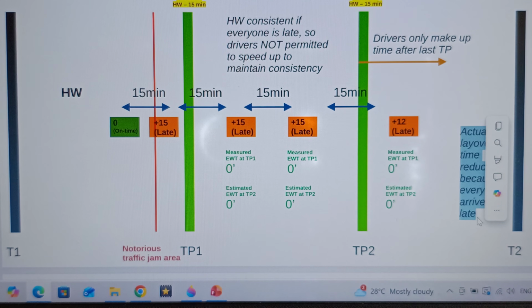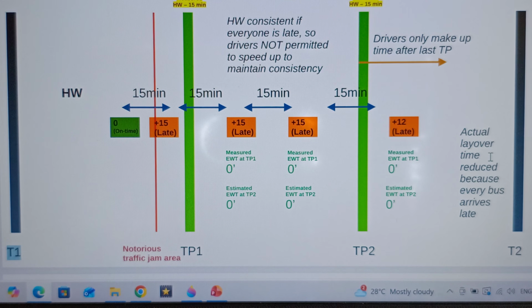Again, I believe SGBuses actually made these slides himself. Even if he didn't make it himself, it's fine. This is really useful anyway. So again, thank you. Actual layover time meaning at Terminal 2, or even if you don't have a T2, it's a loop bus service, the effect is still going to be the same. Your layover time eventually at your original terminal, it's going to be reduced as well if it's a loop service.